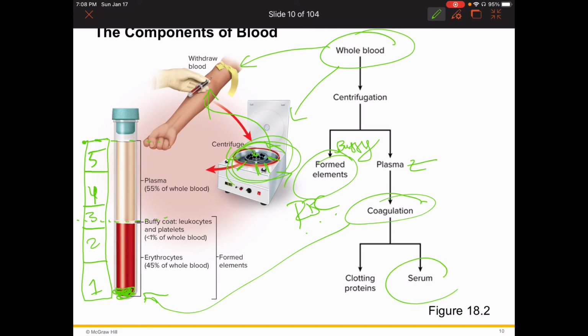And so that can be pulled into two different categories. Number one are going to be removal of the clotting proteins or isolation of them, and then the serum proper, right, which would be outside of those proteins, all the more liquidy parts.